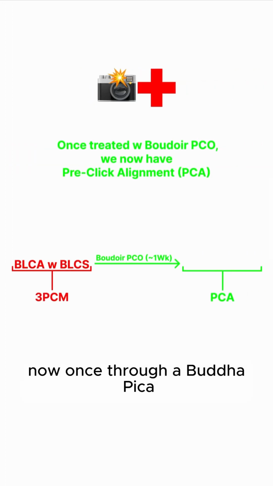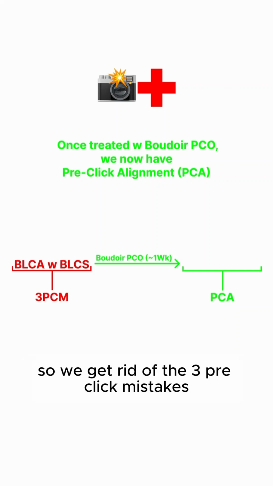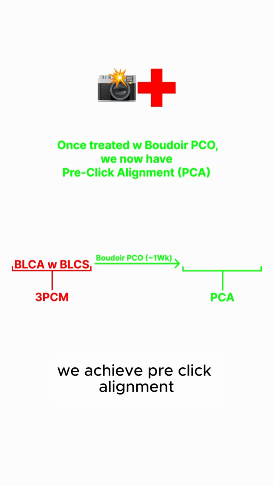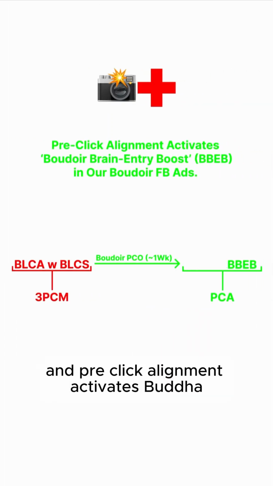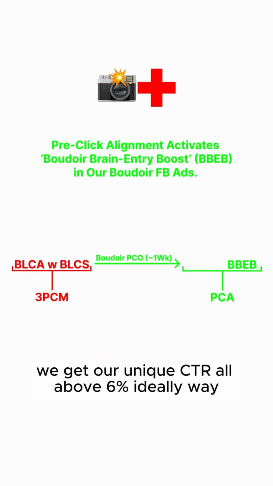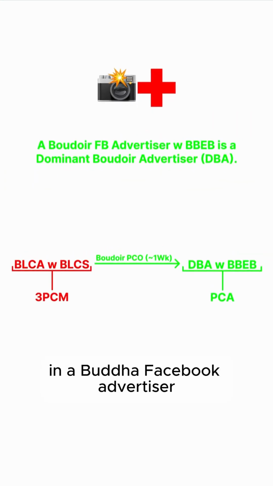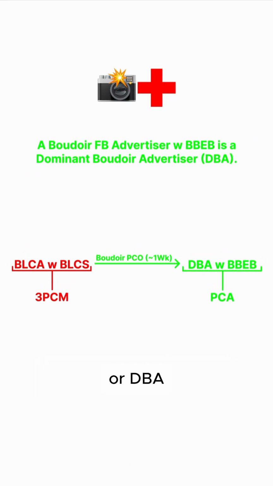Now, once treated with Boudoir Pico, we now have pre-click alignment, PCA. So we get rid of the 3 pre-click mistakes, we achieve pre-click alignment. And pre-click alignment activates Boudoir brain entry boost in our Boudoir Facebook ads. Basically, we get our unique CTR above 6%, ideally way, way, way above it. And a Boudoir Facebook advertiser with Boudoir brain entry boost is a dominant Boudoir advertiser, a DBA.